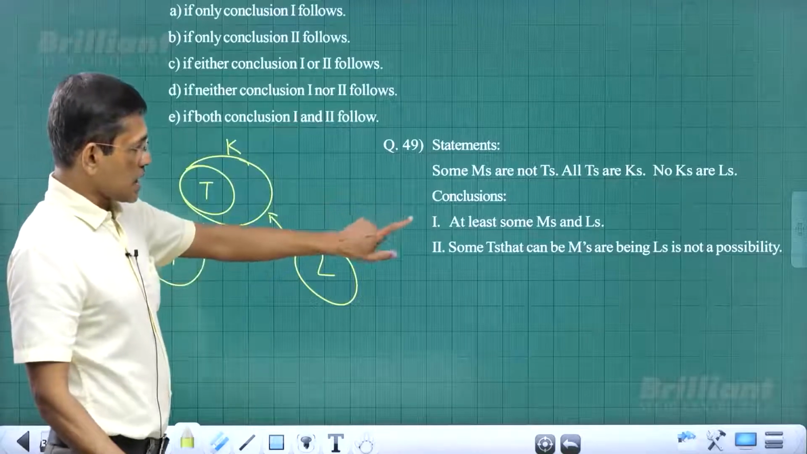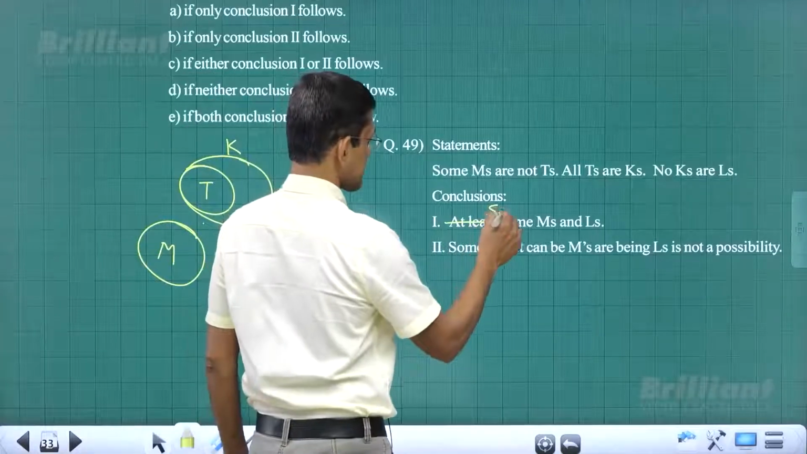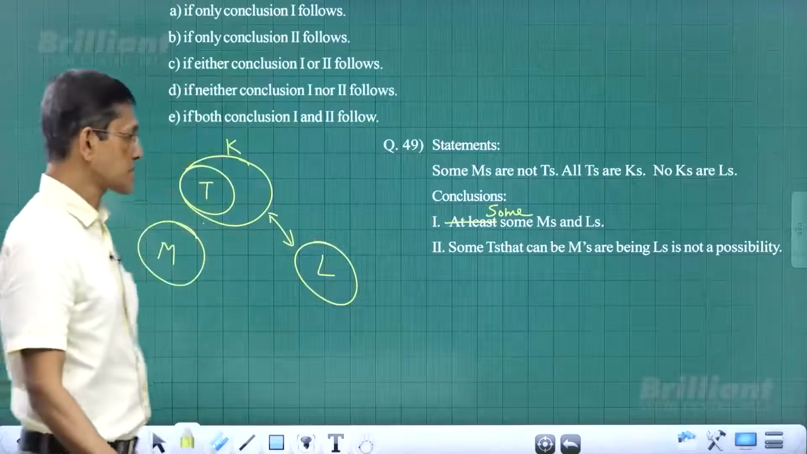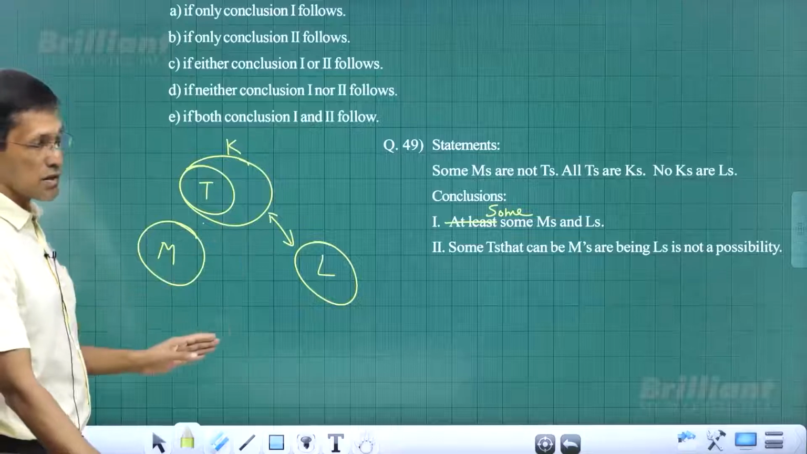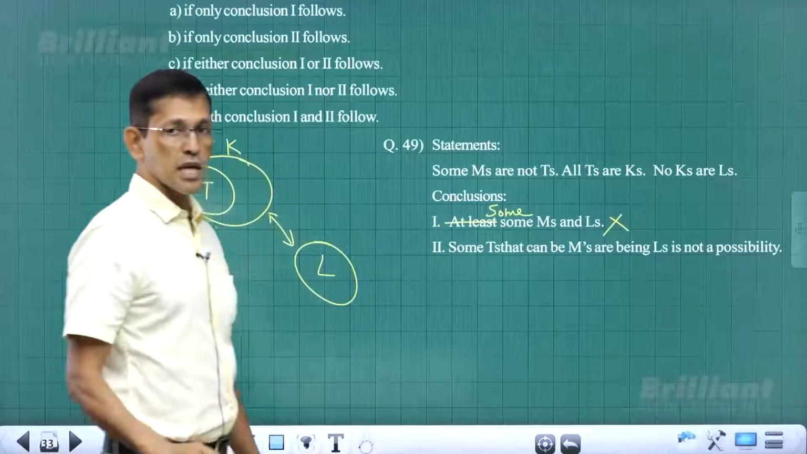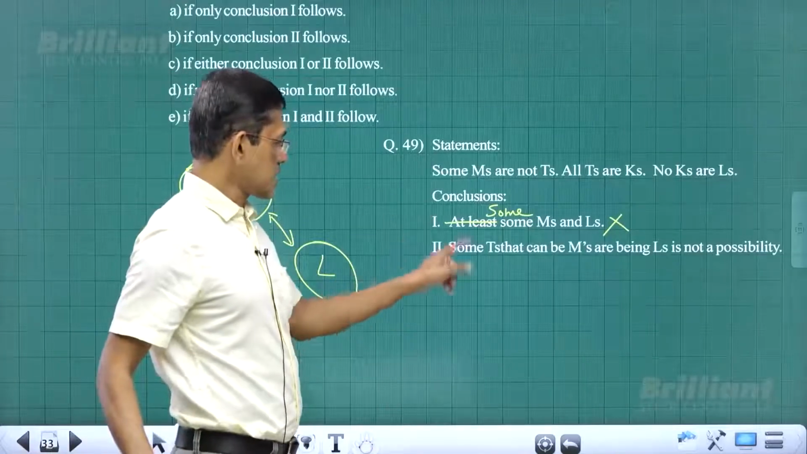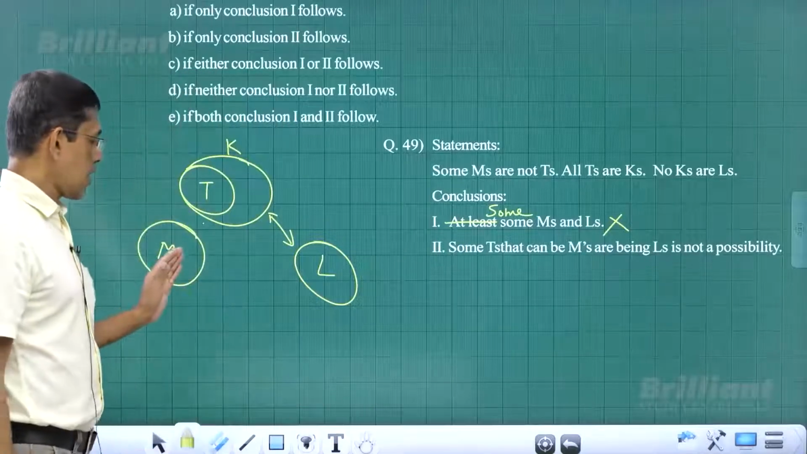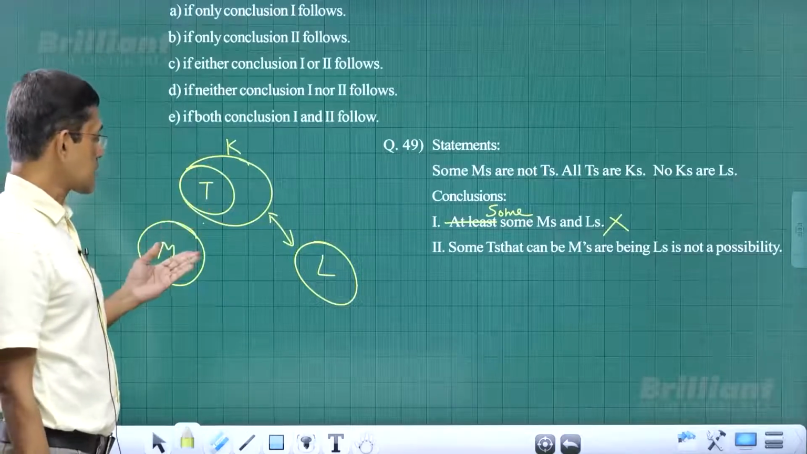And conclusion. At least some M's, at least some means it is some. Some M's are L's. That's a positive conclusion. Some M's are L's, not at all. So it's invalid for the basic diagram, it doesn't follow. Now second conclusion, some T's that can be M's. Of course, some of the T's that can be M's, or all the T's that can be M's, there's no issue.